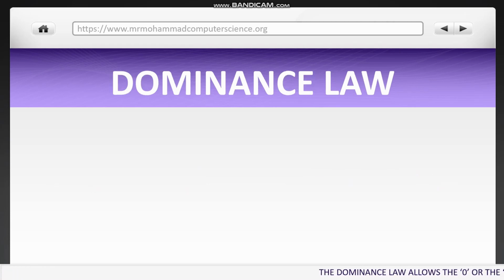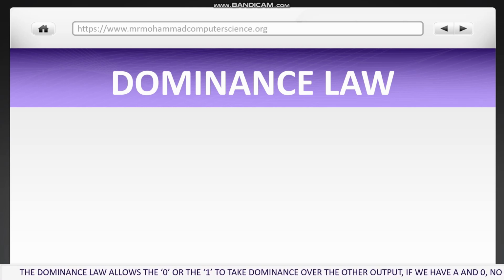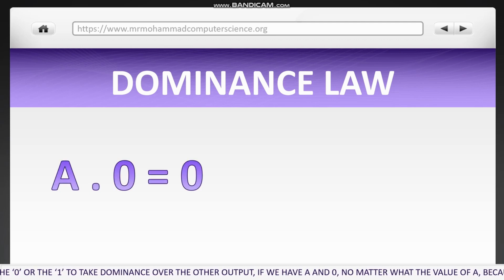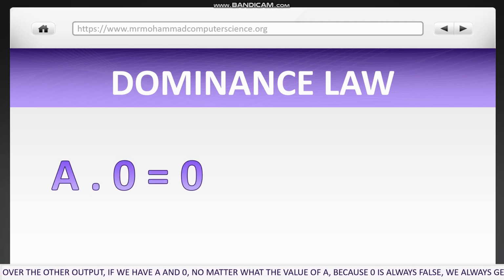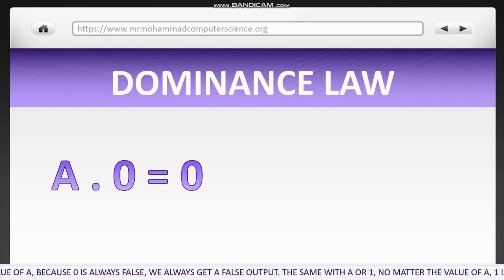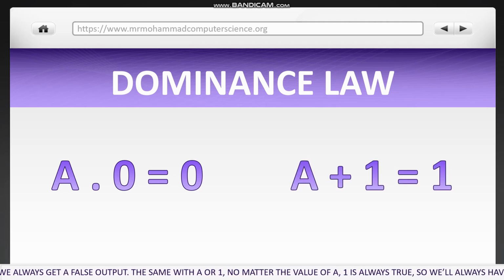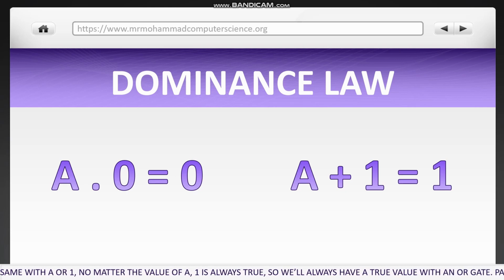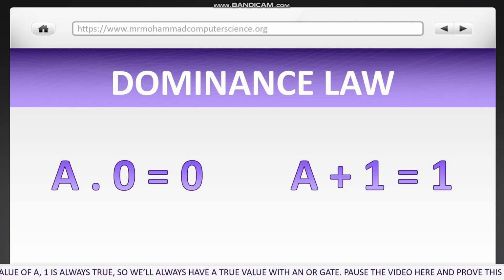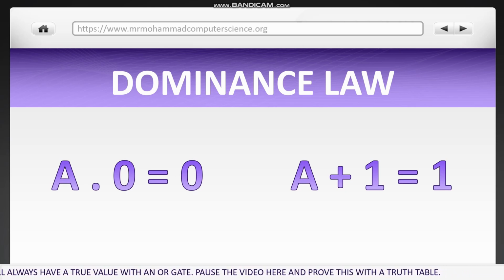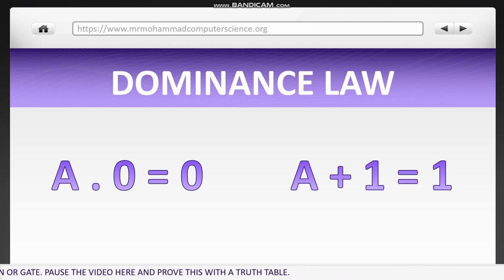The dominance law allows the 0 or the 1 to take dominance over the other input. If we have A and 0, we don't put the value of A, because 0 is always false, so we always get a false output. The same with A or 1. No matter the value of A, 1 is always true, so we'll always have a true value with an OR gate. Pause the video here and prove this with a truth table.